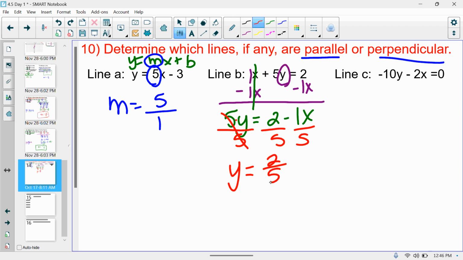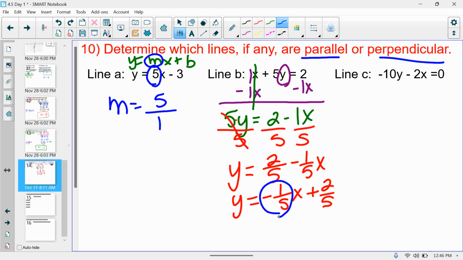Negative 1 divided by 5 is a decimal. Just math bracket. I would probably flip this around and put the negative 1 over 5x first, then the positive 2 over 5, because this is the number we care about, right? The most, anyway. We do care about the y-intercept, but we care about the slope the most.